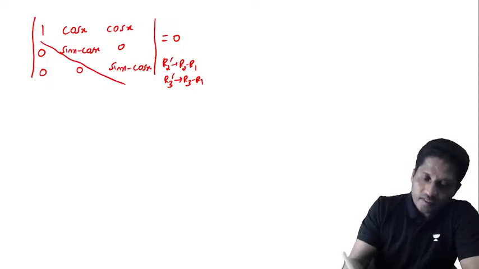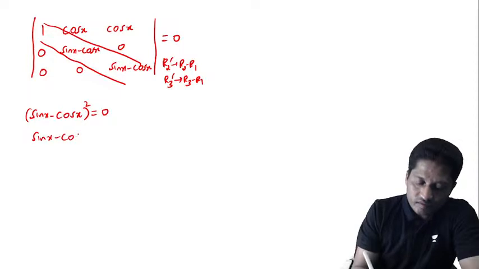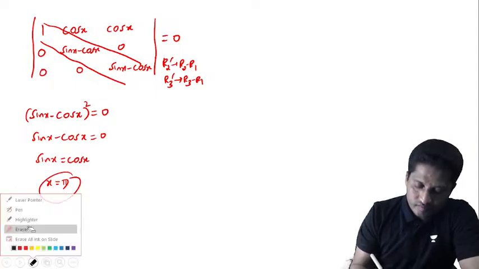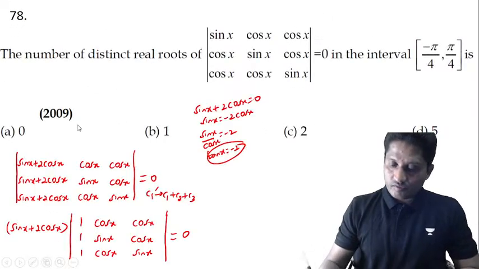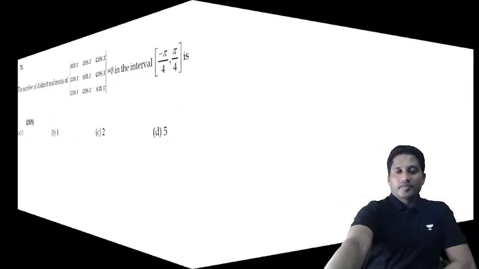Now if I use the triangle property, this is (sin x minus cos x) the whole square, equal to 0. Sin minus cos the whole square is 0 means obviously sin x minus cos x is equal to 0. From this sin x is equal to cos x, which means x should be equal to pi by 4. The number of distinct real roots is 1 only. That is, only x equal to pi by 4 will satisfy. Let's move to the next question.